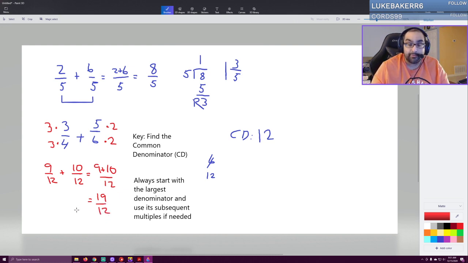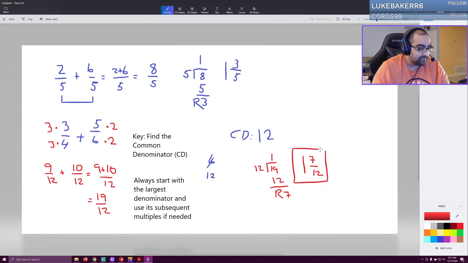Then, since we have an improper fraction and maybe it wants us to put it into a mixed number, we would do the same thing again. I'll put this over here to the side since I don't have enough space. We put 19, and again we put 1. 19 minus 12 is remainder 7. So our final answer is 1 and 7/12, and that's our final answer for this problem. Subtraction will work exactly the same way. Same exact steps. Nothing changes in terms of addition and subtraction.